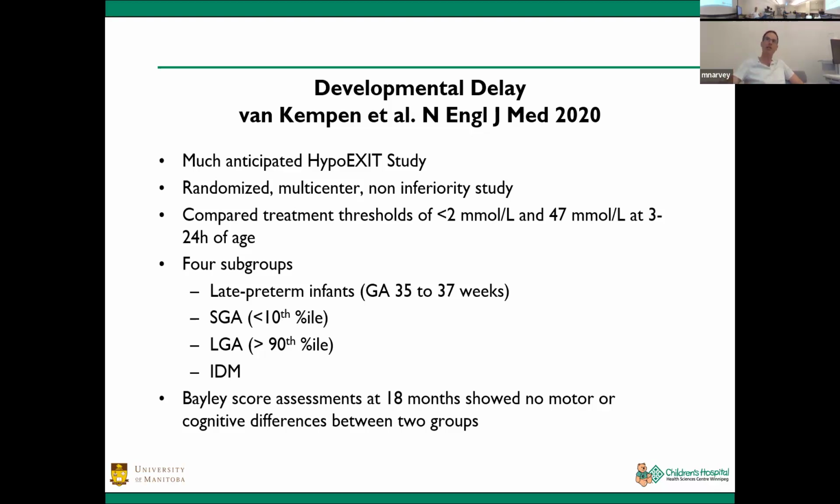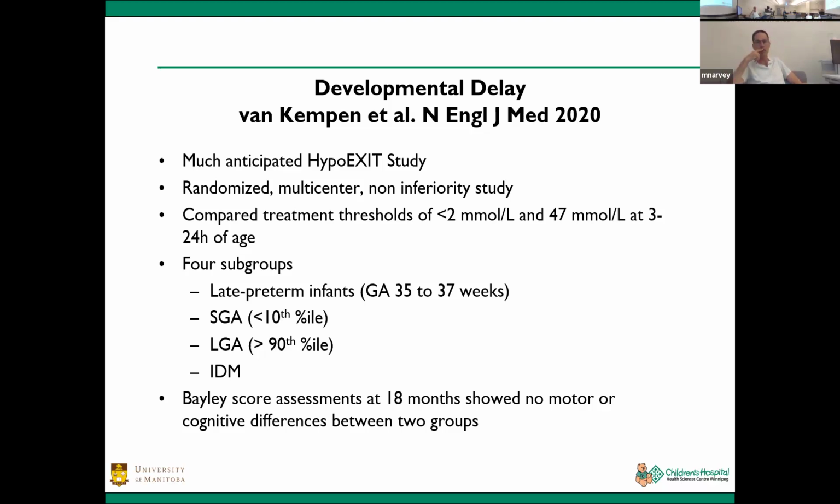What they were doing in this study, it was a randomized multi-center non-inferiority trial. Instead of using 2.6, they were using less than 2 millimoles per liter. They compared treatments of less than 2 millimoles per liter and 2.6 millimoles. So either our goal is above 2 or our goal is above 2.6. And they had 4 subgroups. So they picked their at-risk babies: late preterms, SGAs, LGAs, and IDMs.